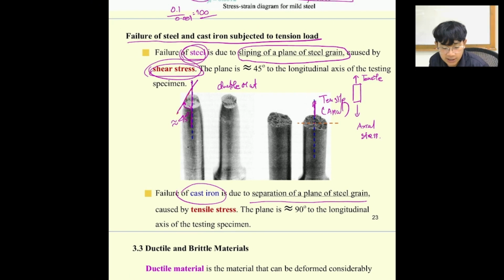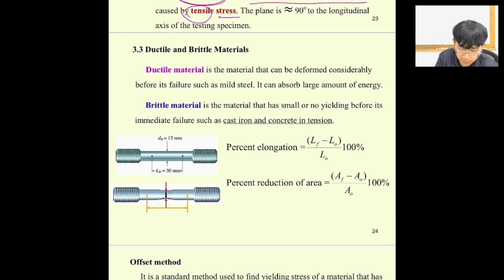Okay, so for steel, the stress that causes it to fail is shear stress, and for the cast iron, the stress that makes it fail is the tensile stress over here if it's subjected to the tensile force. Okay, and next is going to be the ductile and brittle. I think you may have heard about it already.